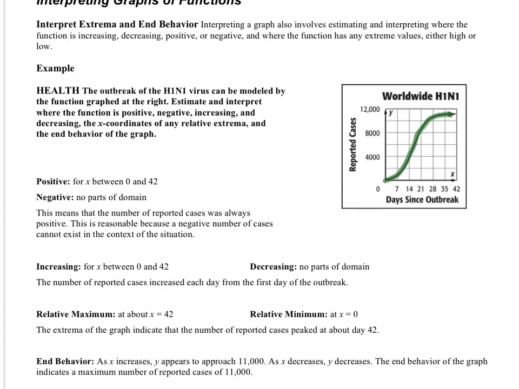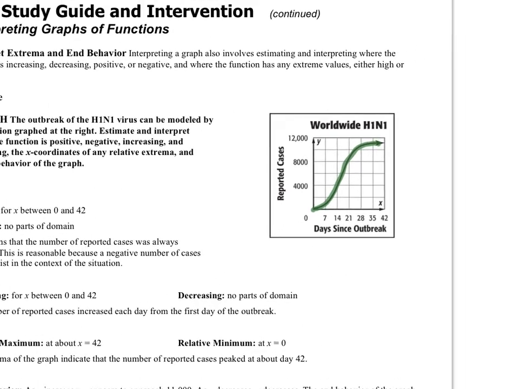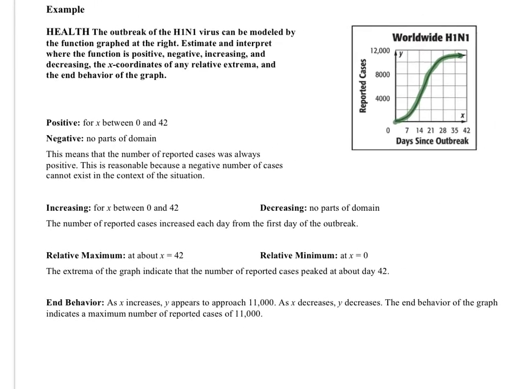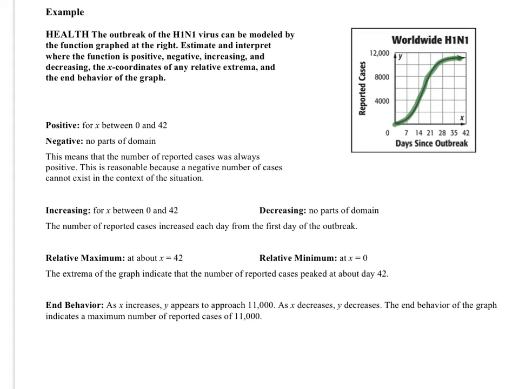For the relative maximum, it happens at about day 42. So it looks like it's leveling off here, so that's a relative maximum, and this is all the data we have. So while it could have gotten bigger, for our data the relative max is at x equals 42, and the relative minimum at x equals 0. So the extrema of the graph indicate the number of reported cases peaked at around day 42. So it doesn't look like it's going to increase anymore.